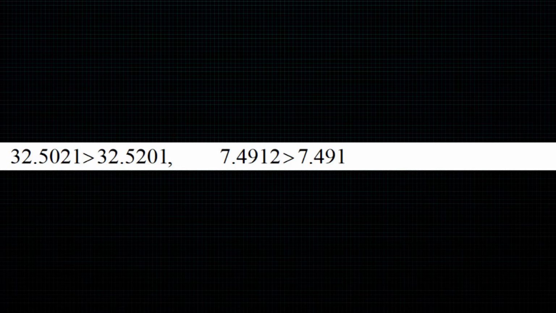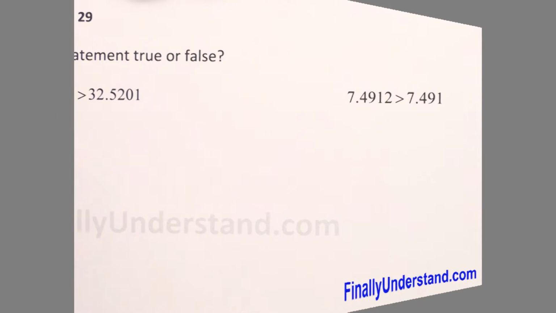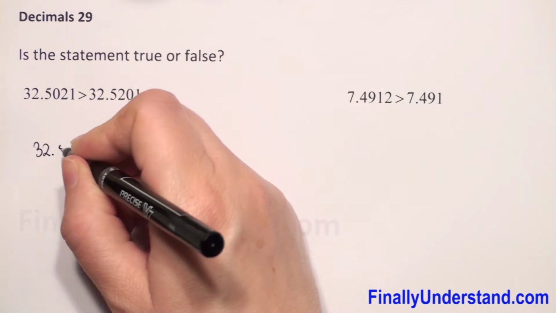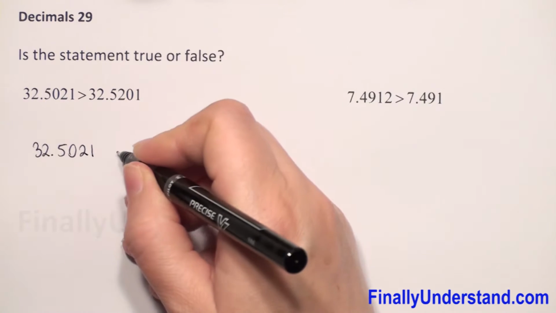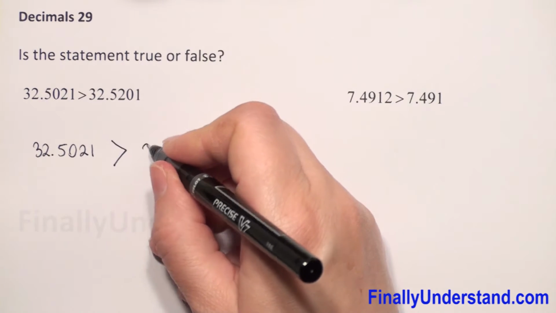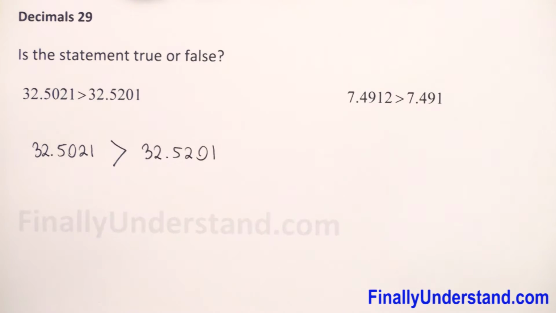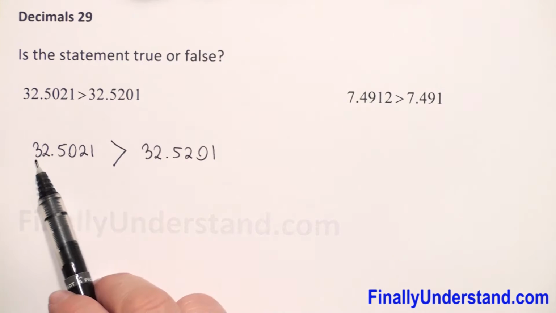We have to check if the statements are true or false. Let me rewrite. For example, we have 32.5021 is greater than 32.5201. How do we do this? First, we have to check the first two digits.